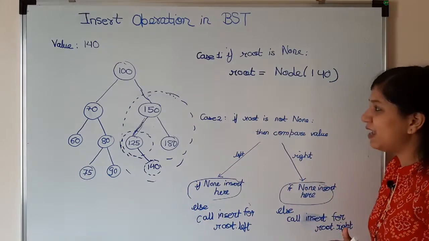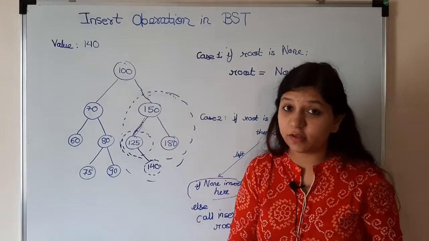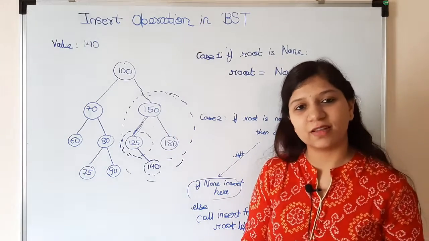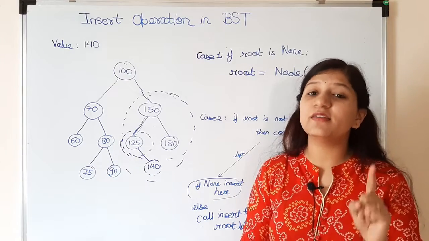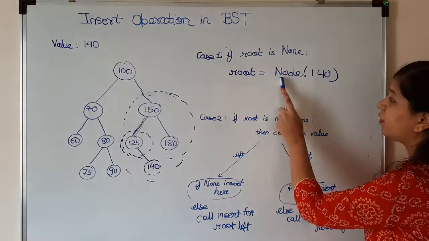So if you can see here, I have written two cases. This is one corner case that you should always think about: what if your root is none? If your root is none, it means your BST is empty. Then you can insert this new node there itself. So see what I am doing, I am creating a new node.